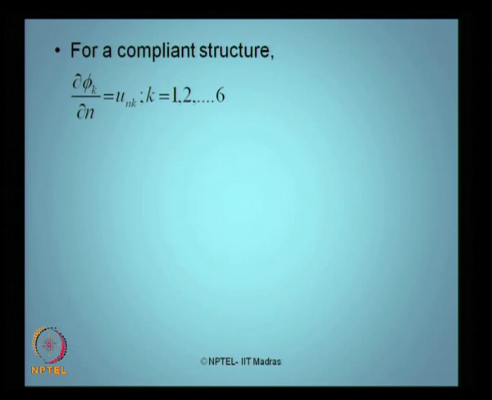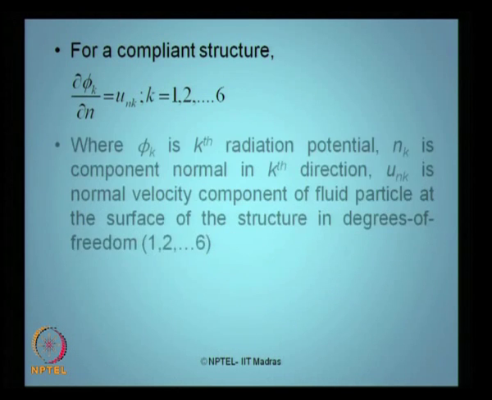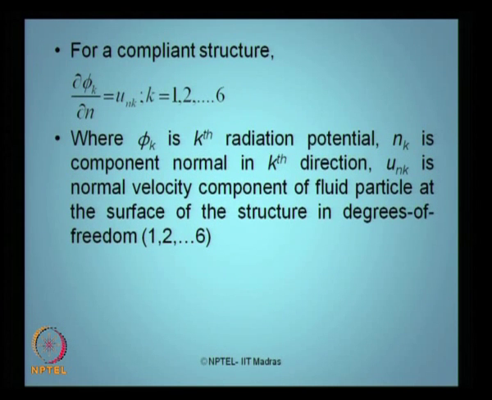When you talk about compliant structures, the equation is given as shown here, where phi k is the radiation potential, n k is the component normal of the potential in the k direction, and u n k is the normal velocity component of the fluid particle in all the degrees of freedom at which you are calculating the forces. For example, in our case it is going to be 6 degrees of freedom.